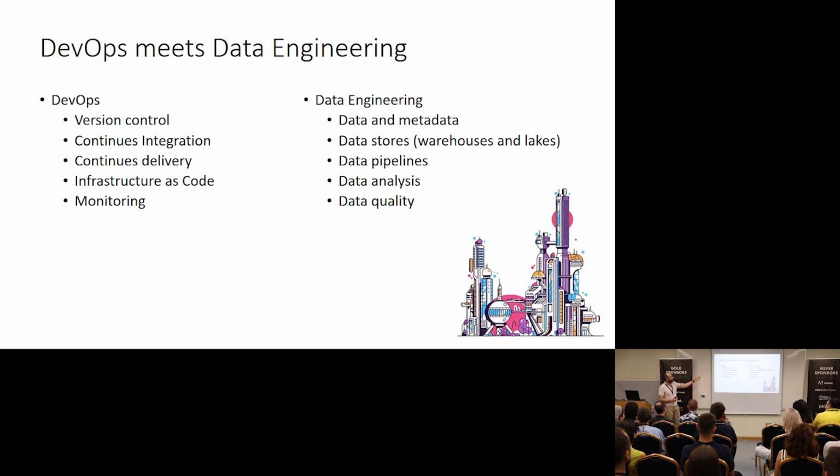So, what are the main topics in data engineering that can be affected by these DevOps disciplines? Obviously data and metadata in terms of quality, and not only data stores, whether it's a data warehouse, database, data lake, but obviously data pipelines themselves, so the main meat, and finally also data analysis, which you can say is a part of data analytics, but still it's part of one process.